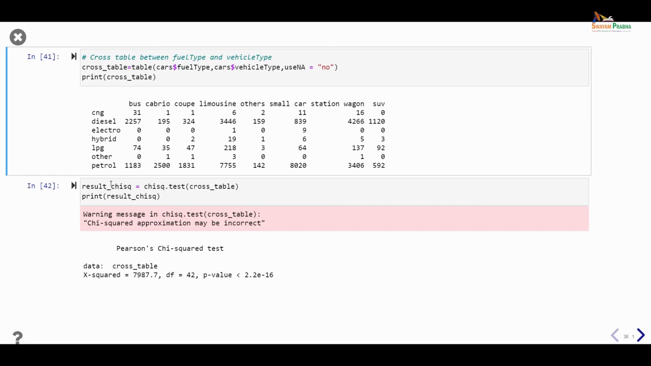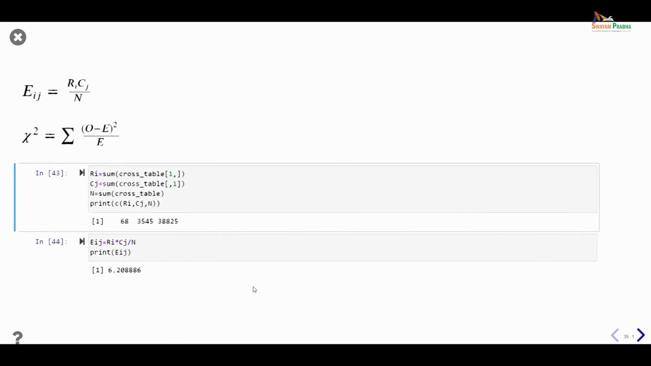Now once I execute it, I have the result saved under result_chi-square. What you see here is the Pearson's chi-square test. The data is the cross table, or the contingency table. Your chi-squared value is 7987.7, your degrees of freedom is 42, and your p-value is basically 2.2 into 10 power minus 16. So let's see how to arrive at these values.